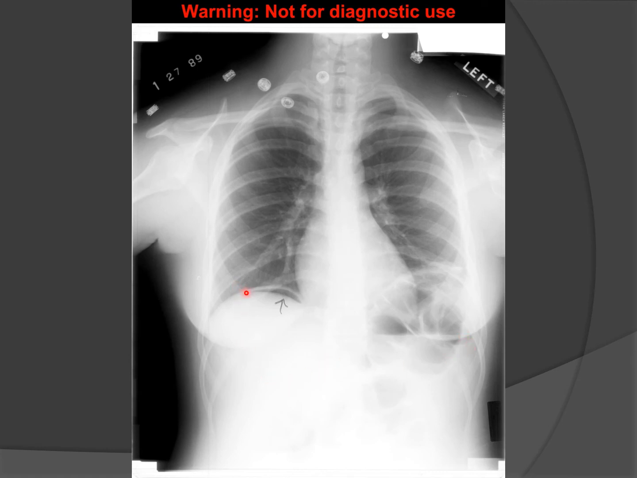If you'll notice right here where this arrow is pointing, this is the diaphragm coming across here, and underneath the diaphragm there is air. So this patient actually has free air in their abdomen.